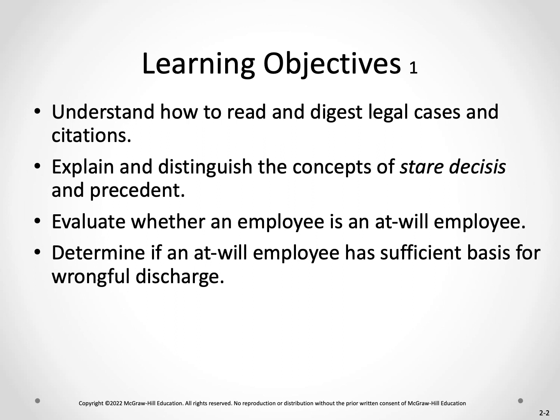So let's start with our learning objectives. We have 9 different learning objectives for this chapter. There's a lot to cover, particularly in terms of the skills that we want you to develop in terms of being able to read and understand legal cases. So that's the first learning objective, understanding how to read and digest legal cases and citations. Again, it's a very unique citation method, very different than APA or other formats that we typically use as we write papers and do research. Number 2, explain and distinguish the concepts of stare decisis and precedent.